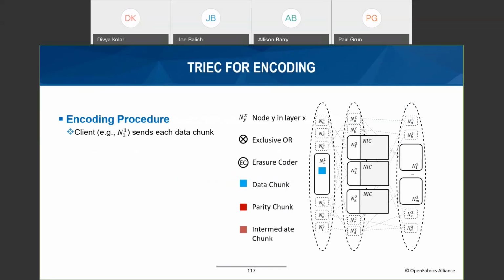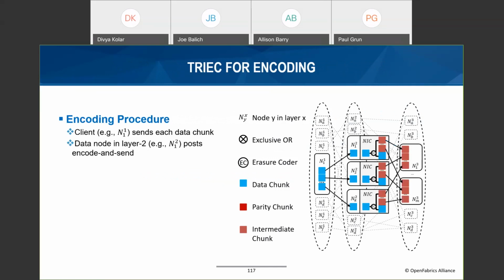These slides show how it works. Basically, the node in layer 1 just sends the data chunks to each node, and then the nodes in layer 2 do the sub-computation on these chunks and generate some sub-parity chunks. Then the node in layer 3 aggregates these parity chunks and does the XOR on them, and finally you can generate the final parity chunks. So this is how we split the bipartite graph for encoding into a 3-layer tripartite graph.